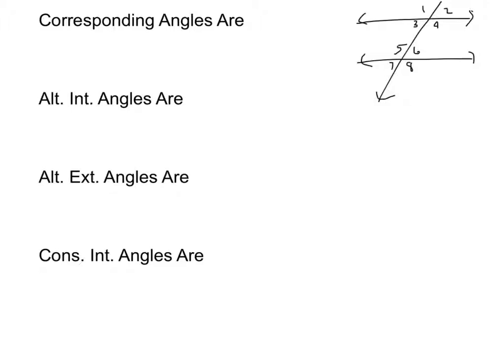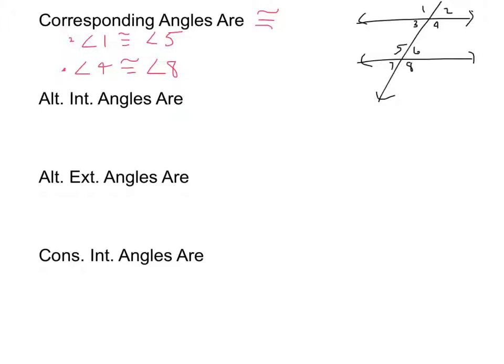So first off, corresponding angles are congruent. So an example we can use here is angle 1 is congruent to angle 5. Those are corresponding angles. Remember, they have to be in the same location. Also, we can say angle 4 is congruent to angle 8. Alright, they match up. They're corresponding.